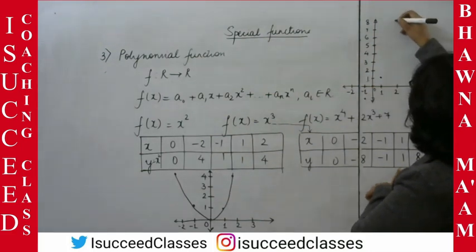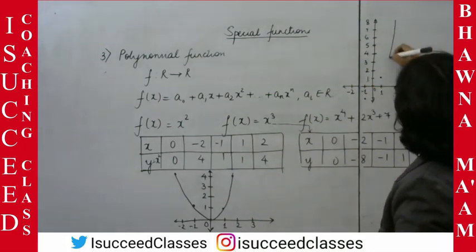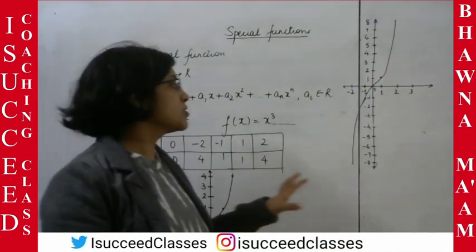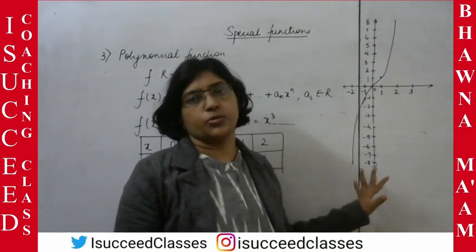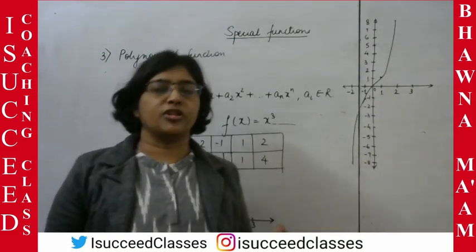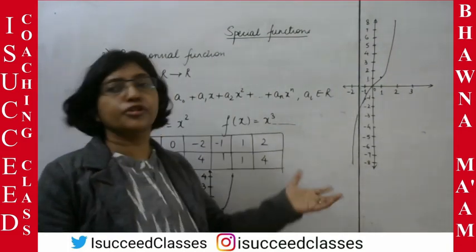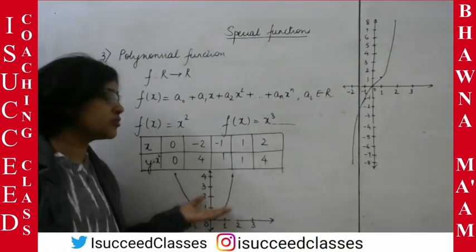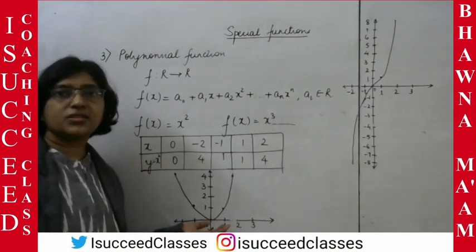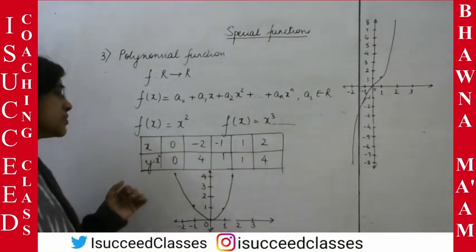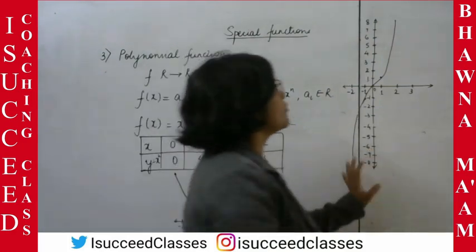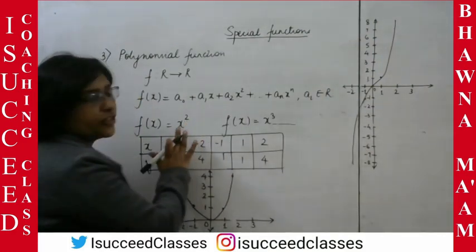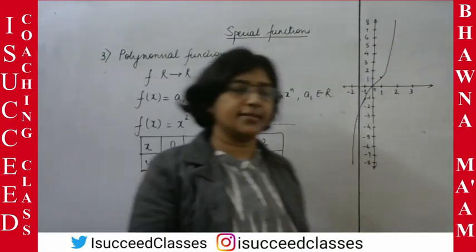2, it is 8. So we have a graph, something like this. Go down. So this is the graph of x cubed. Every polynomial function will have a different range. Like in here, we have only positive real numbers, not negative actually. In this case, we have only non-negative real numbers as our range. In this, we have all real numbers as range. So range will depend on what kind of polynomial function it is.